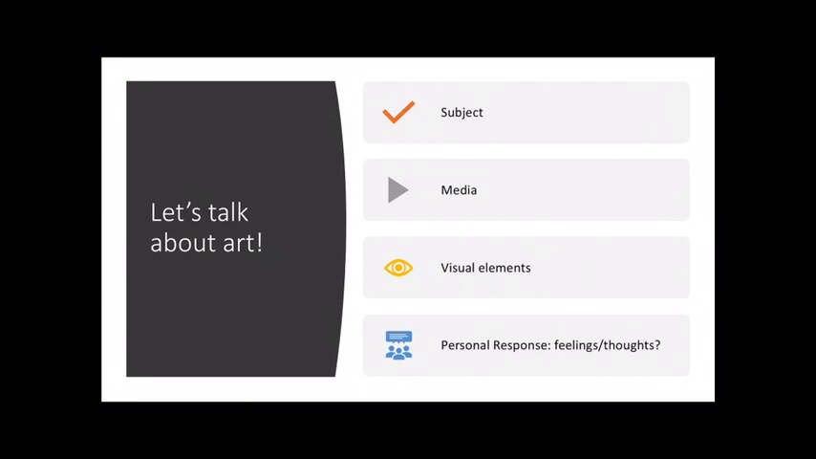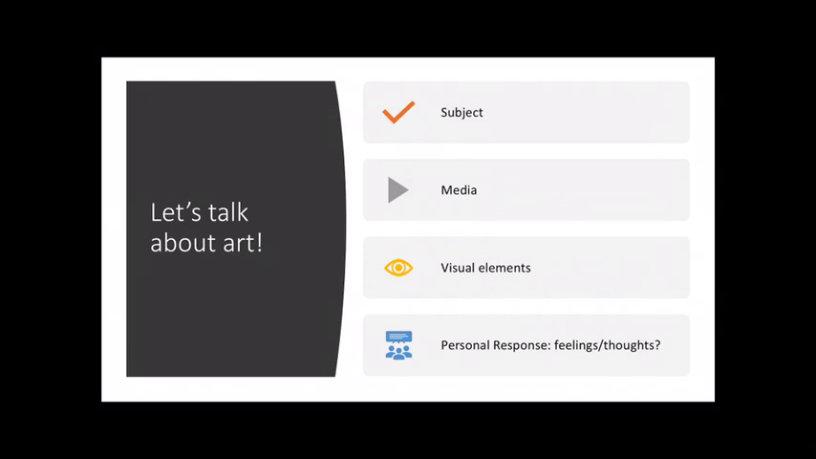So, as always, we're going to start by looking at a piece of artwork. This is going to be the same no matter which class you're in, whether you're in primary 1 or primary 7. You can have a look at it, and we're going to talk about the same 4 things: the subject, the media used, the visual elements, and the personal response. What are your feelings and thoughts?